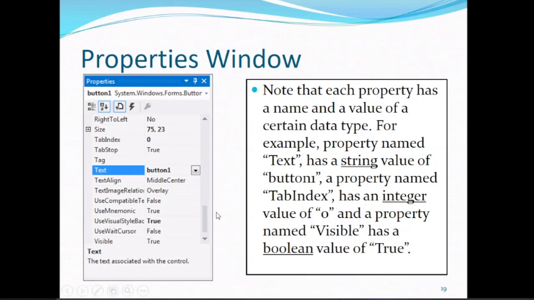buttons or the controls. Okay, text will always tell you the name of the control. So text will have the string value and the tab index will have the integer value. And visible: whether we want the end users to visit the particular control or not, that will come under visible. So visible will have the Boolean value, true or false.